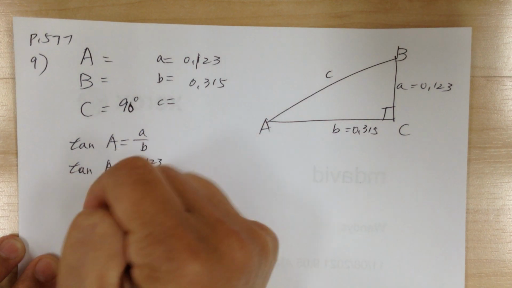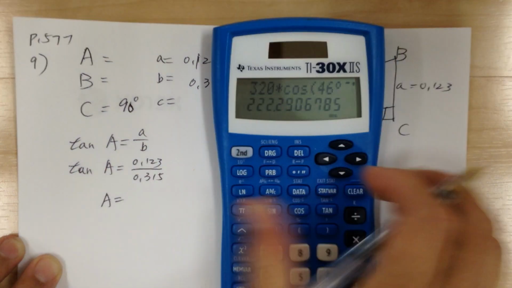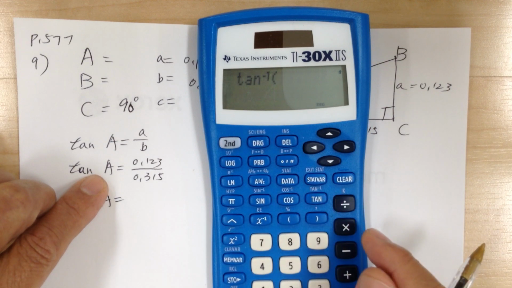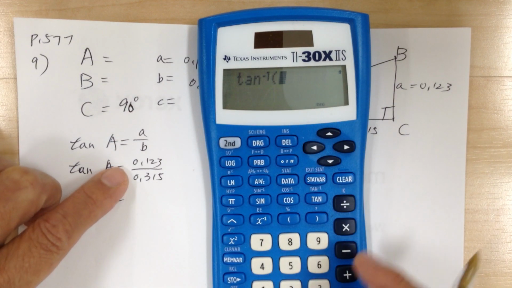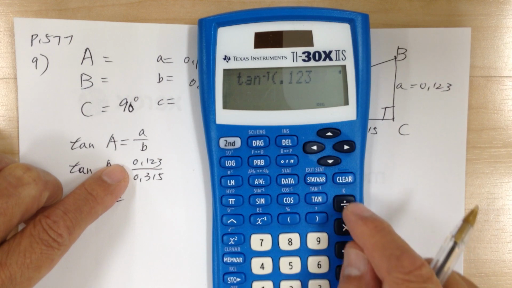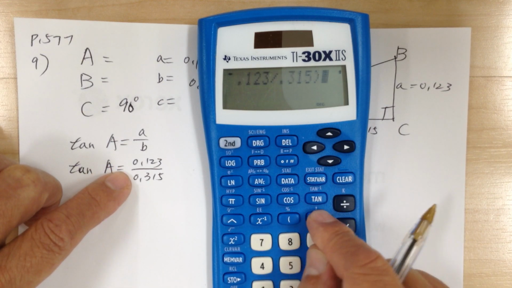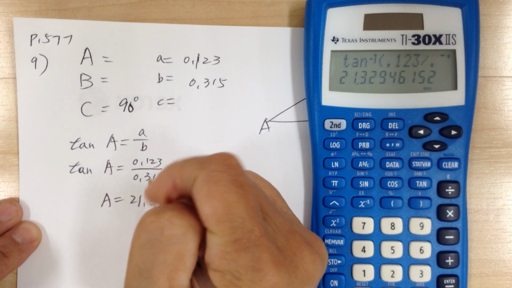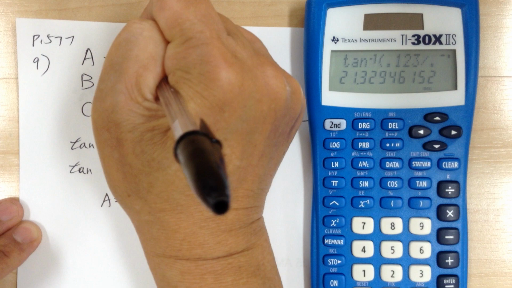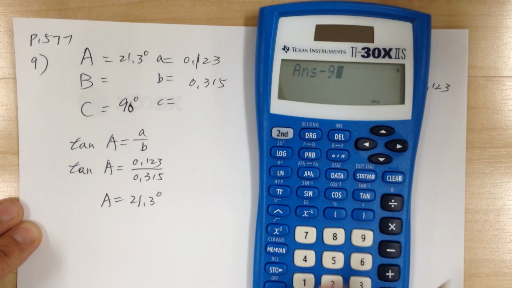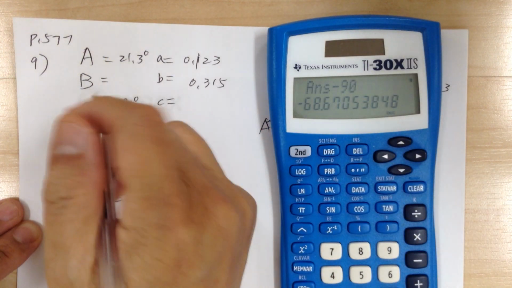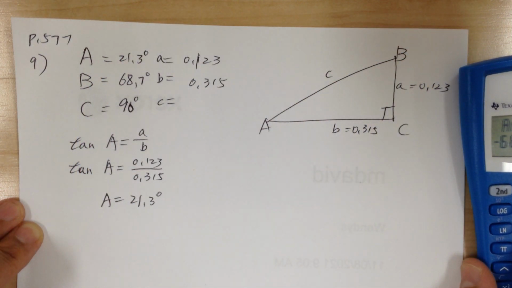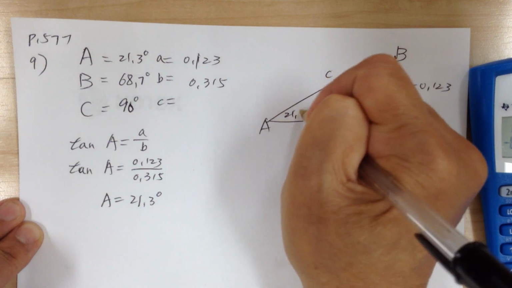Now, since you're looking for an angle, you have to use the inverse function. So you go shift tangent. So that's the inverse tangent of 0.123 divided by 0.315, closing parentheses, push equal. Okay, so it'd be 21.3 degrees. So A equals 21.3 degrees. And you subtract from 90. Okay, and that will give you 68.7 degrees for B. Okay, so now this is 21.3 degrees.